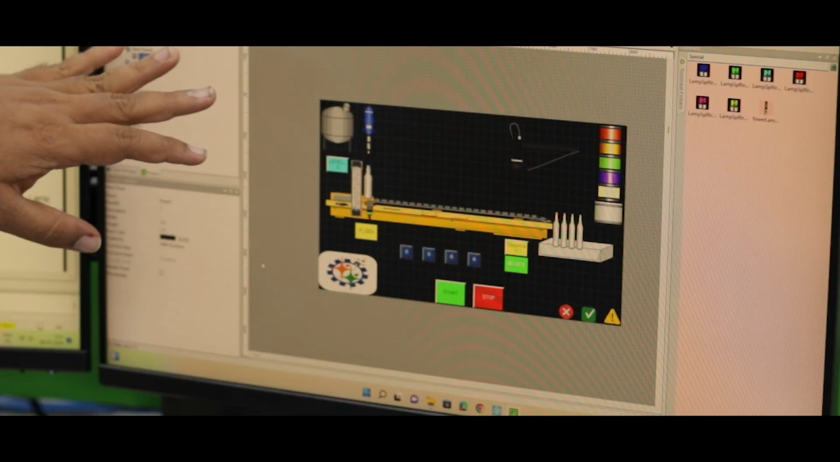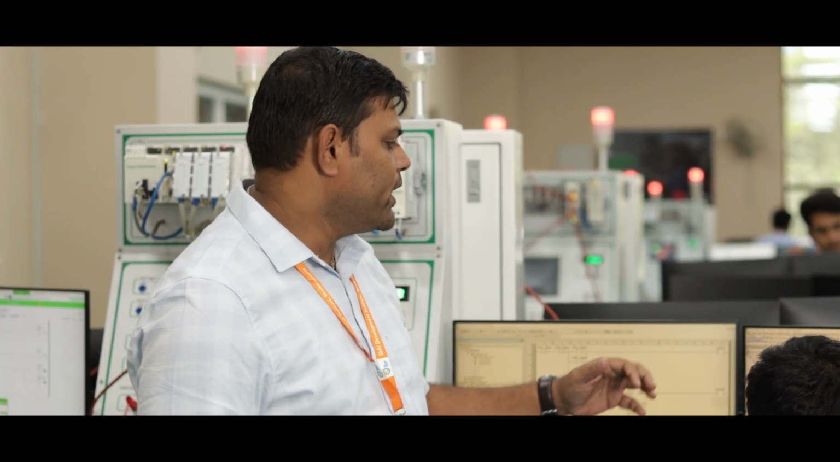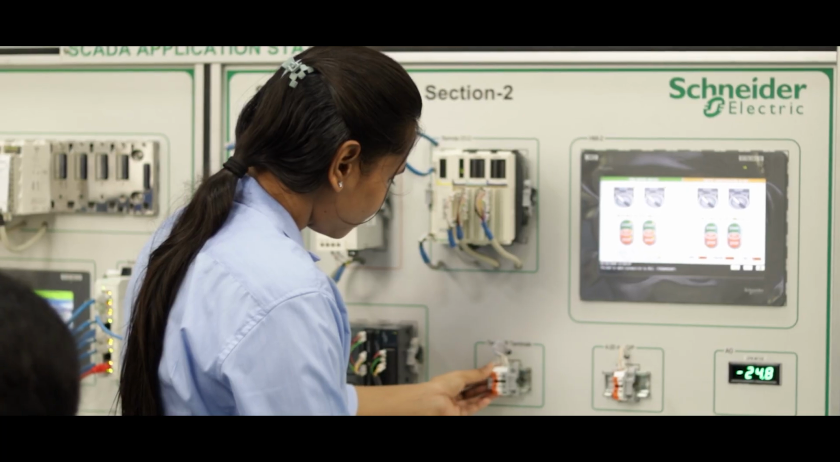Along with programming skill, we are also giving knowledge about graphics designing. For the graphics designing, we are using Visual Designer software for the HMI design, that is human machine interface. In HMI, they have to develop different GUIs, graphical user interfaces, from the operator's point of view.